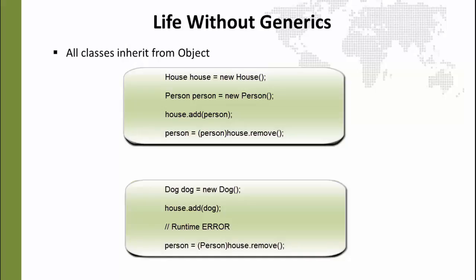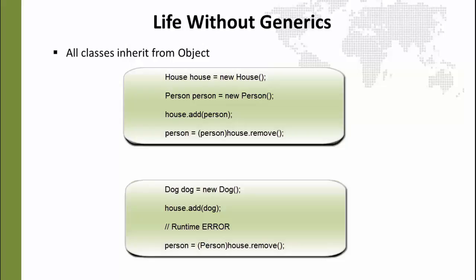So I have created a dog here. I have done house.add dog, and this isn't a problem. The compiler was not going to complain about this because remember, in this add method, we are using object, and we are doing that to make this somewhat generic without using generics. Now what's going to happen here is we are going to get a runtime error when we try to remove that dog from the house because we are trying to cast it to a person. So it's going to give us a class cast exception at runtime, which means when our program is running, that's the only time it's going to figure out there is something wrong and it's going to blow up. It's going to crash the program. So this is very bad.